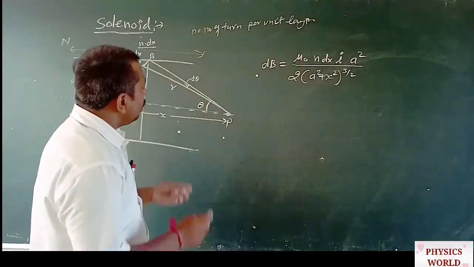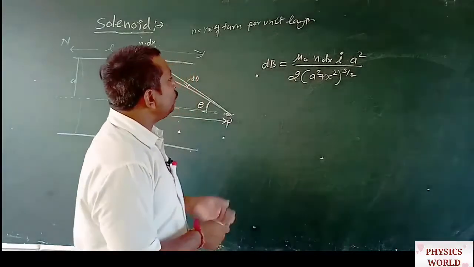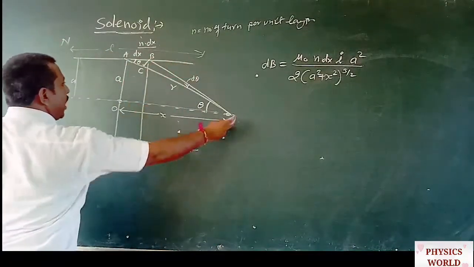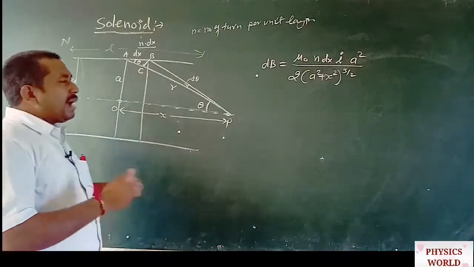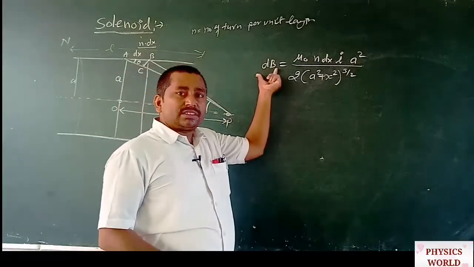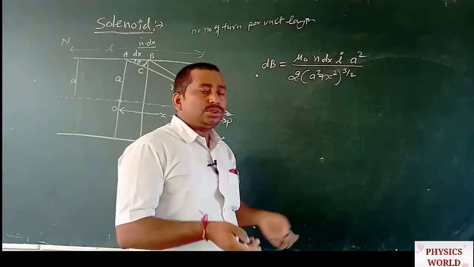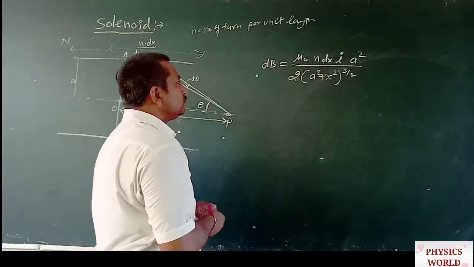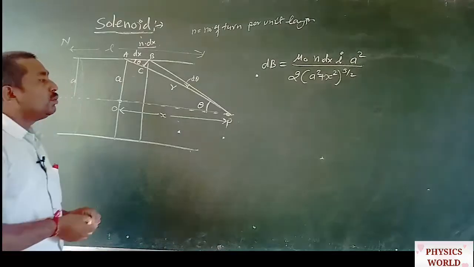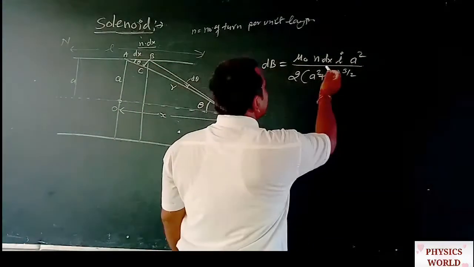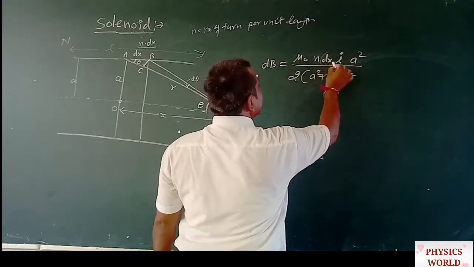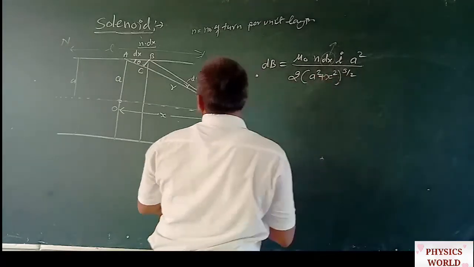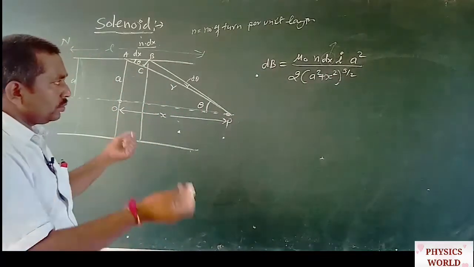Okay, so if we want to calculate the total magnetic field due to the solenoid at this point, we have to integrate it, but before this we have to work out some facts before integrating. So what are the main facts? We have to reduce this value of dx in terms of theta, and also it will be reduced in terms of a and r.